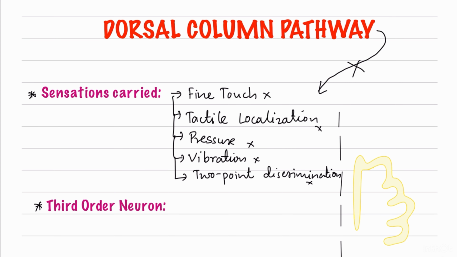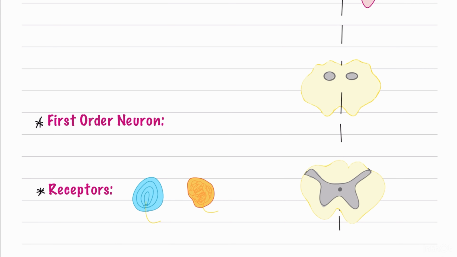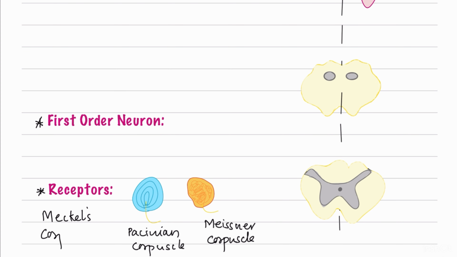Now we move on to the receptors. There are three receptors which are the beginning point of this pathway, and they are all mechanical receptors. I have drawn two of them. The first one is the Pacinian corpuscle. We just have to know their names. The second one is Meissner's corpuscle, and in addition we also have Merkel's corpuscle. All of these are touch or pressure receptors.